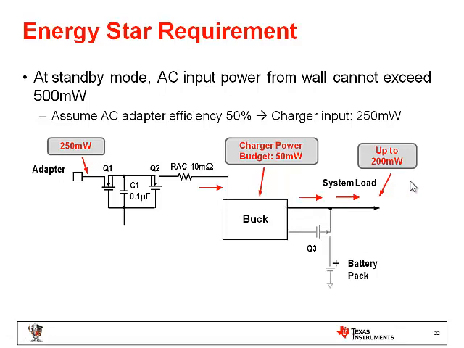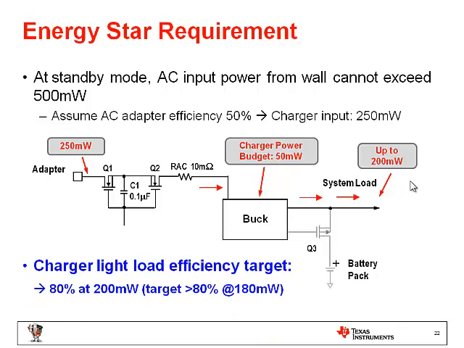That means the charger power consumed from the quiescent current and also from MOSFET switching should be less than 50 milliwatts. Or in other words, the charger's light load efficiency target has to be more than 80% at 20 milliwatt output. And if you don't have special consideration to achieve that, typically the light load efficiency is only 50 to 60%, which cannot meet this requirement, which means the design has to change on the standby power configuration to lower the total system load, and that's quite some work for the system designers.